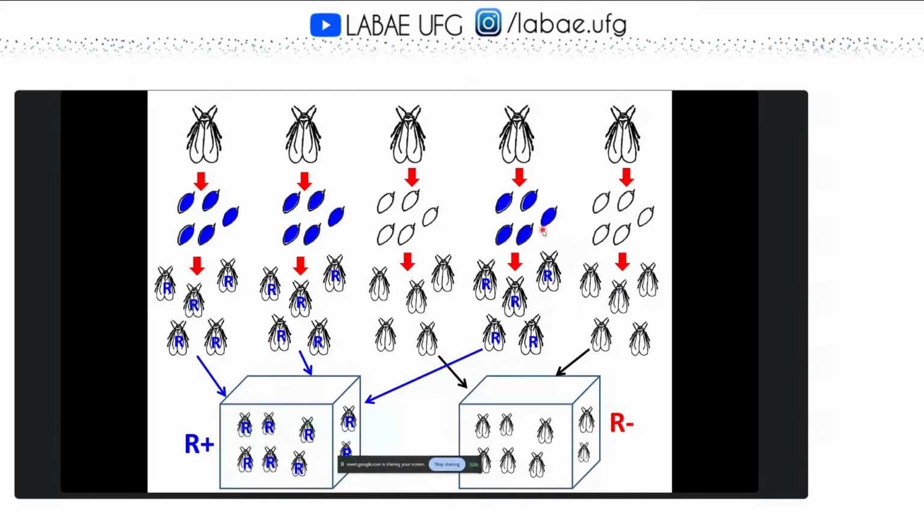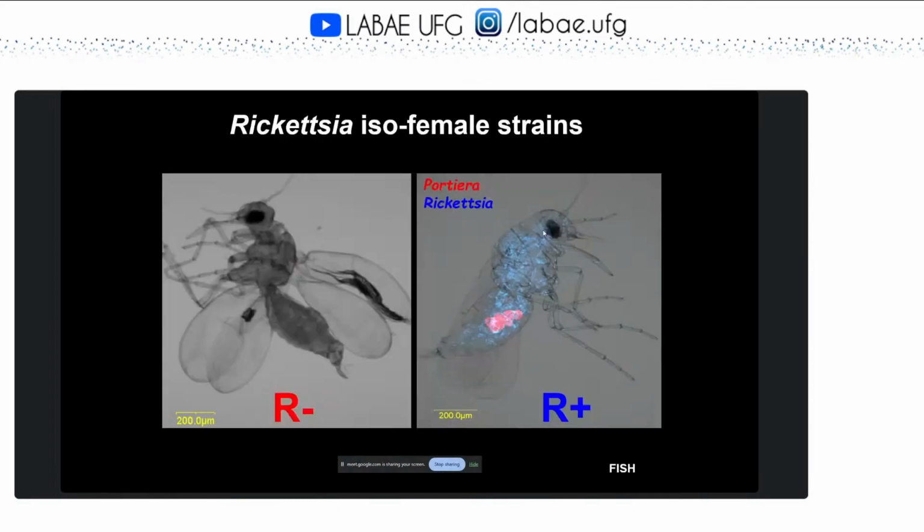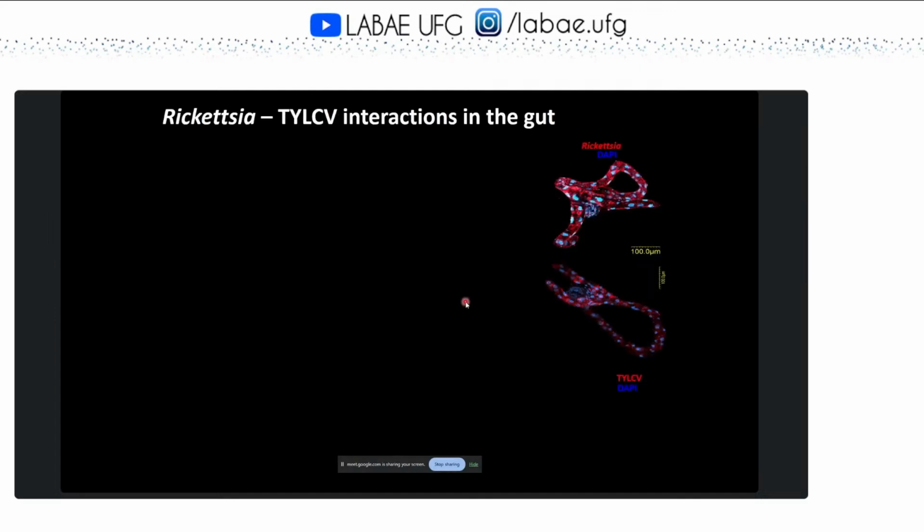So if you have whitefly populations in the field, one of the nice things is to test if they are infected with those symbionts or not. So this is the infected population. This is the uninfected population, and you can see a big difference in the amounts of Rickettsia that are found everywhere in the body. Now, if we look at the gut of the whitefly, we see that Rickettsia is also infecting the gut very heavily.